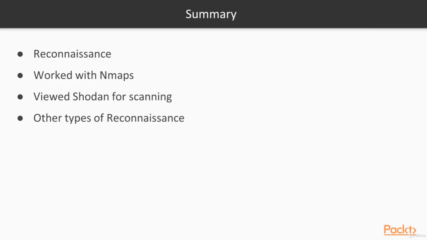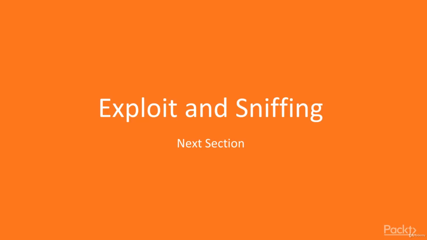In this section, reconnaissance and scanning, we went over what is reconnaissance. We worked with the tool Nmap. We worked over and showed how to use the tool Shodan for scanning. And we also went over other types of reconnaissance. I hope you'll join me for section 3, exploit and sniffing. Very handy tool. Alright, in our next video we're going to be taking a look at Metasploit basics.